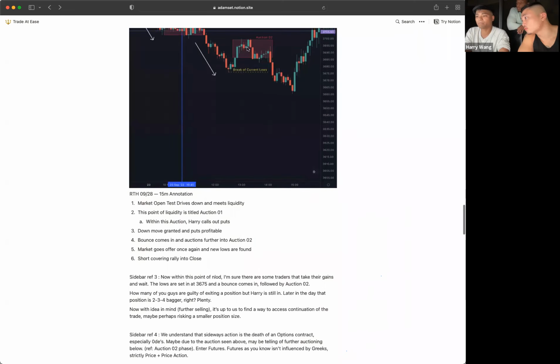So I want to talk about this bounce. We understand that sideways action is the death of an options contract, especially 0DTEs. Maybe due to the auction seen above, this may give some clues of further auctioning before continuation of the move. Reference auction 2, which is found here. Again, this is a 50-minute chart, so obviously you can see that we spent a lot of time going sideways.